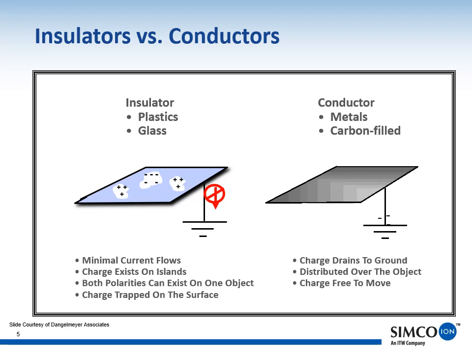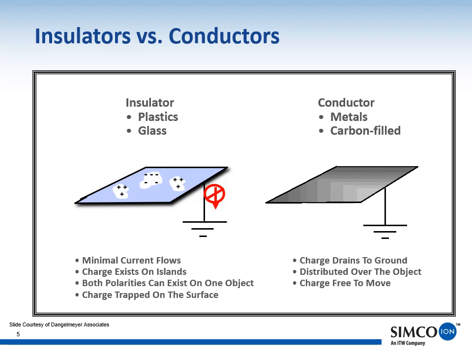Conductors, on the other hand, have charge that is mobile and as a result can be distributed over the object. Conductive materials include metals, carbon-filled plastics, and people. People are conductive as well, which is why a wrist strap is so important to keep personnel grounded when handling ESD-sensitive product. When these objects are grounded, the charge bleeds off.